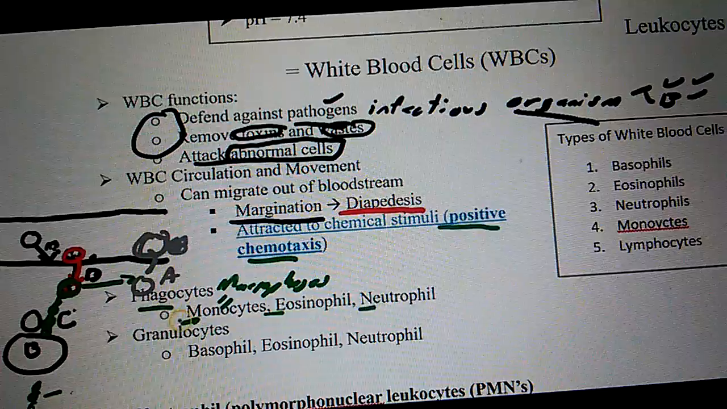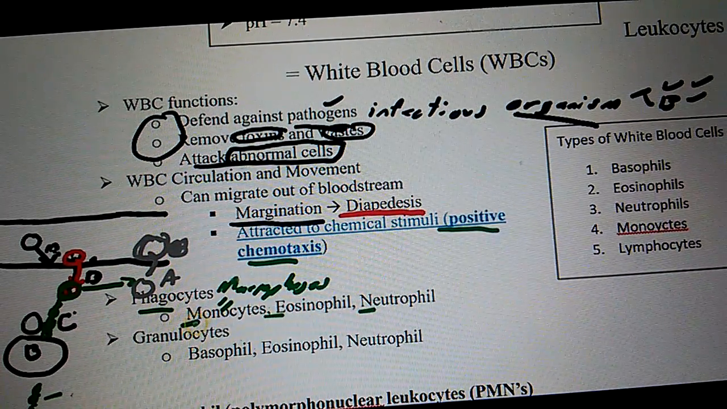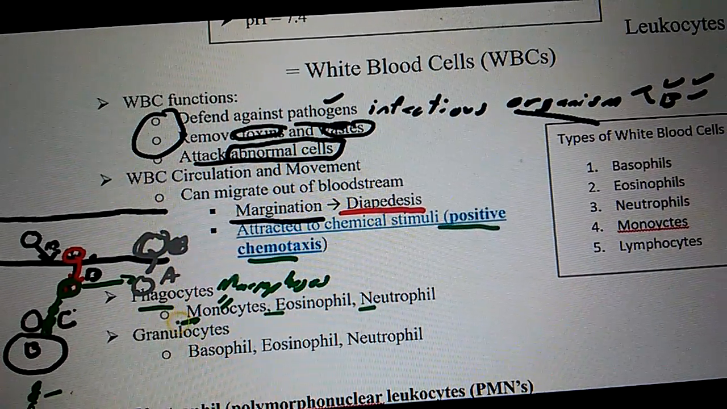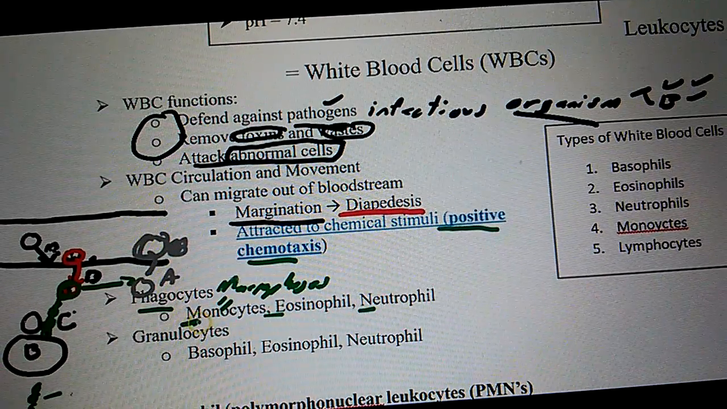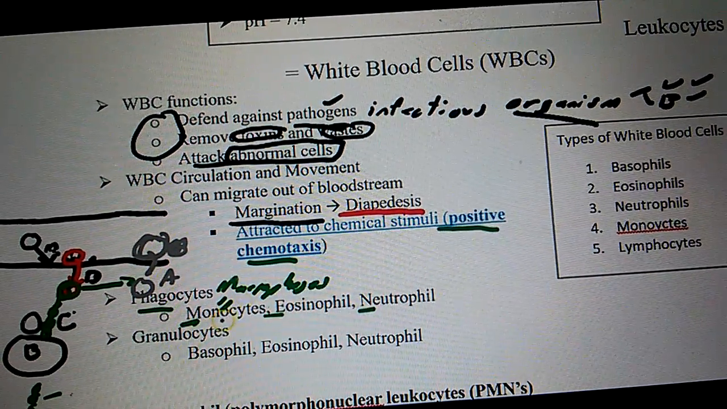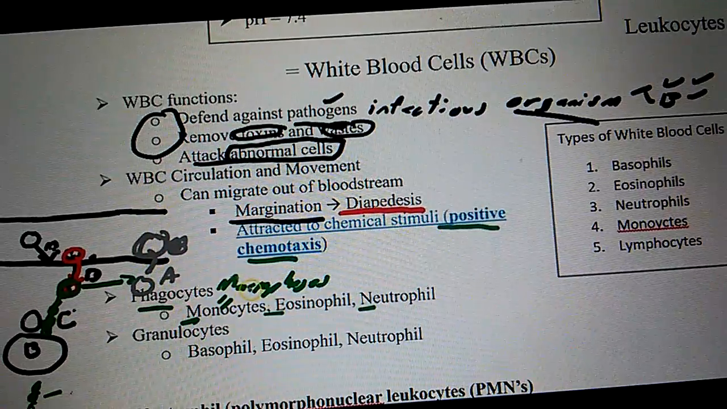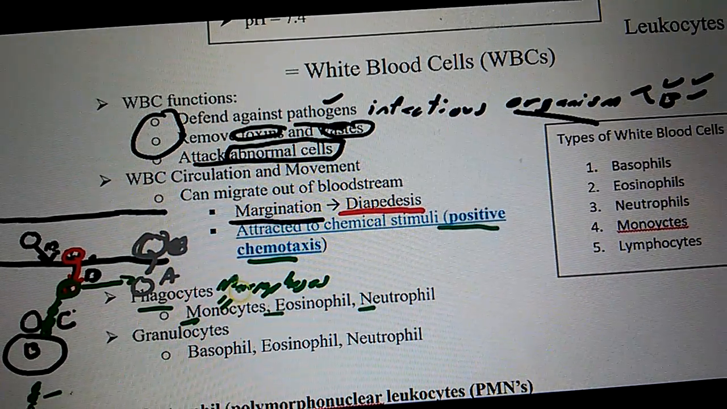How do you remember the phagocytes? Men. Men are the what? Phagocytes. What's another word for monocyte? Macrophage. What's another word for macrophage? Monocyte.